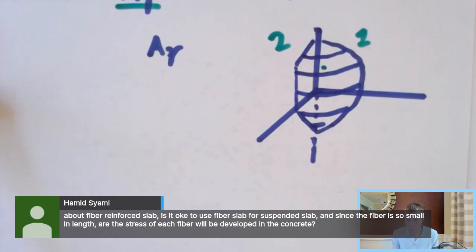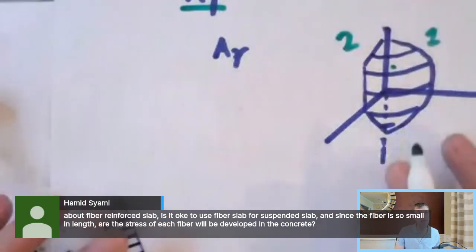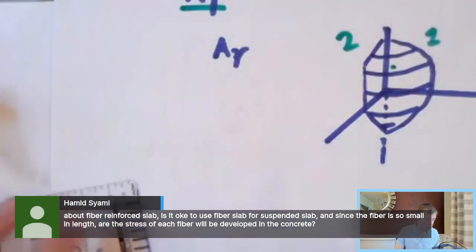So Hamid wants to know about fiber reinforced slab. Is it okay to use fiber slab for suspended slabs? And since the fiber is so small in length, are the stresses of each fiber going to be developed in the concrete? So sure, Hamid, you can use it for suspended slabs as well. I would use reinforcement bar though in suspended slabs, or I would use something called pre-metal deck slabs or pre-metal PMDF, pre-metal form deck slabs.